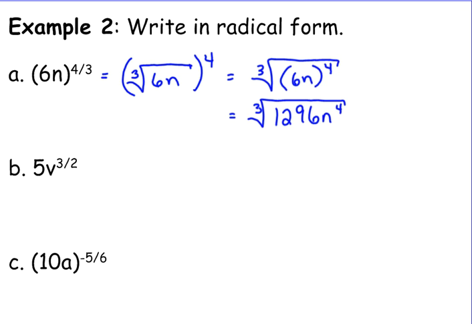Okay, the difference in B is that there are not parentheses around the 5v. Okay, only the v right here has the power of the 3/2. So the 5 has to be in front of the square root of v cubed. Okay, power is the number on top, so v is cubed, root is the number on the bottom, it's the square root. We don't need to put the 2 there. Okay, so the 5 is not under the square root here.